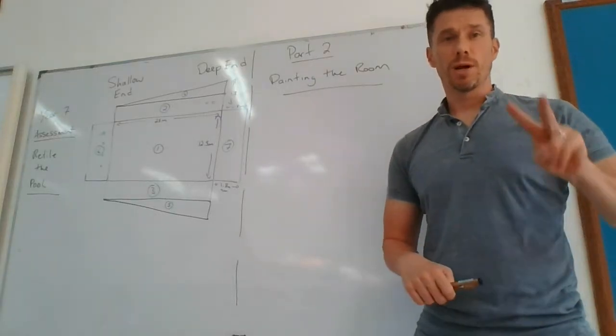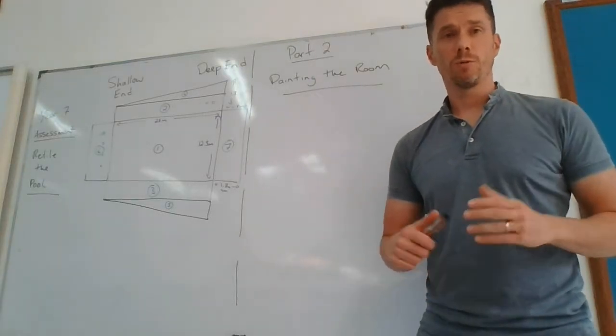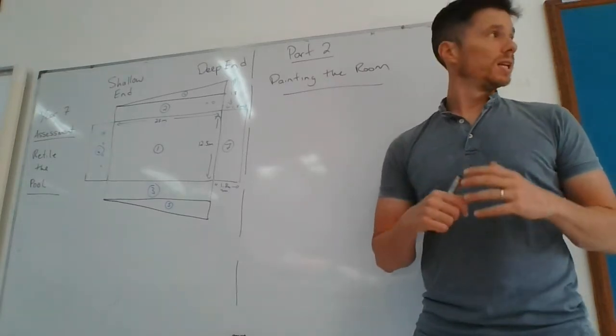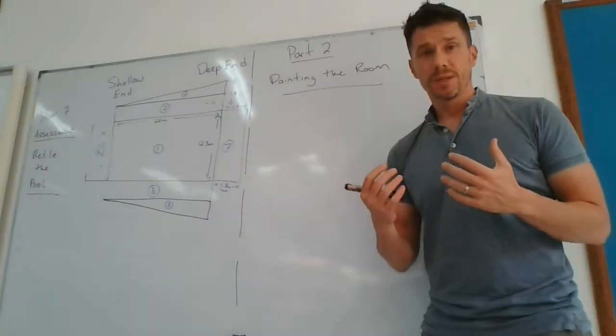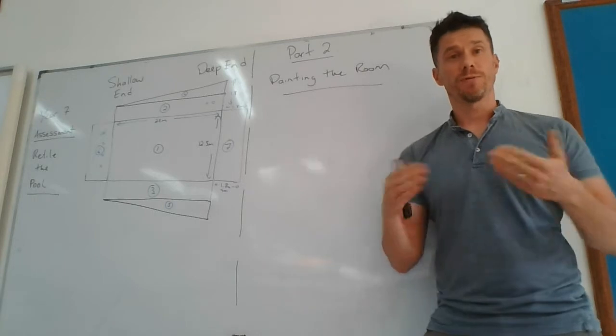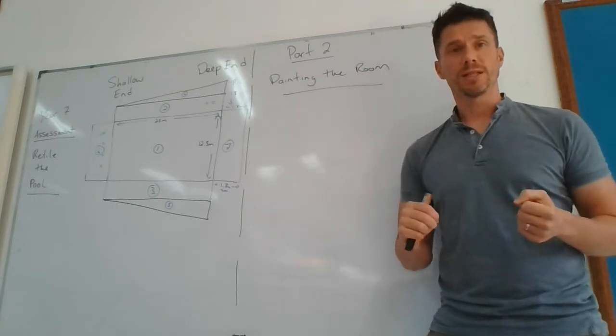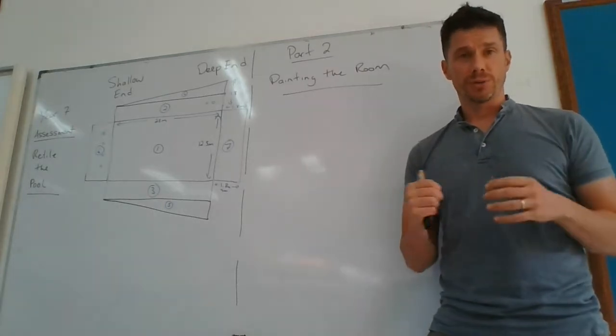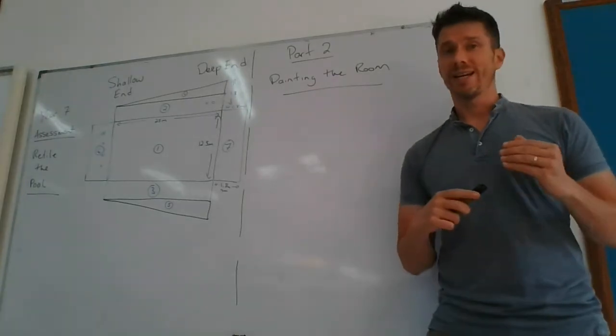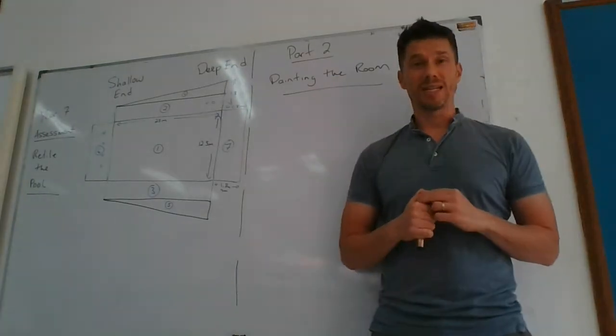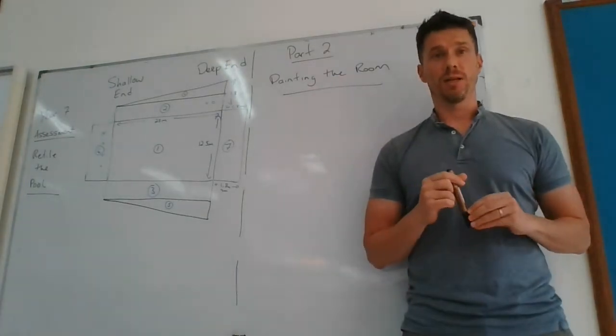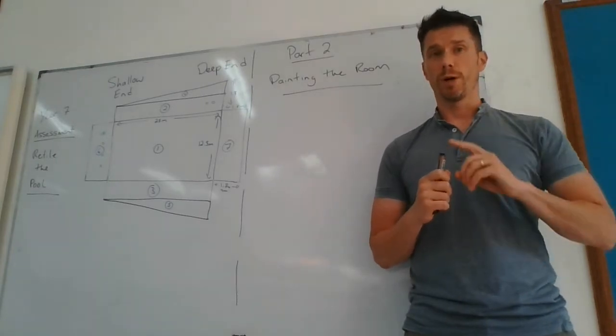Okay, year seven, so we're on to part two of your task. So hopefully you've done your net diagram for the pool. You've figured out the surface area of all surfaces, and you've added all those together. You found the area of one tile, and then you found out how many tiles you need to tile the pool. So that's part one.